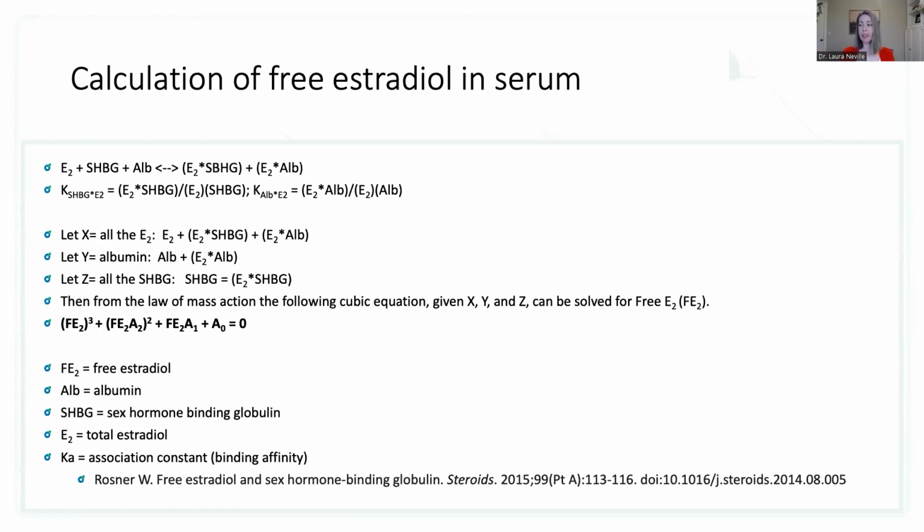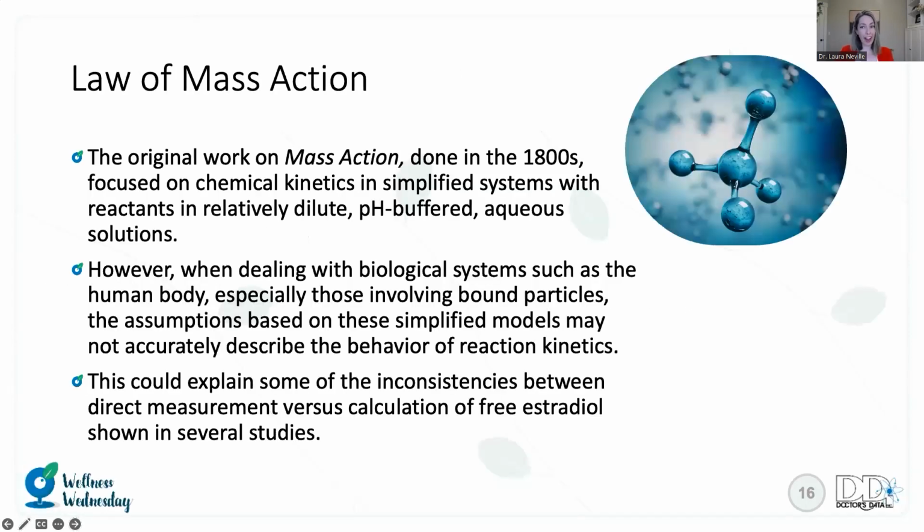And then we also have to have what they call an association constant, or Ka, which is really the binding affinity. So how tightly is sex hormone binding globulin binding to estradiol, and then to albumin? We have to have that calculation first, and that has to be correct, and then we'll put that into the equation. So you can see all of these various factors really do have to be beautifully correct in the first place in order to get an end result that makes sense.